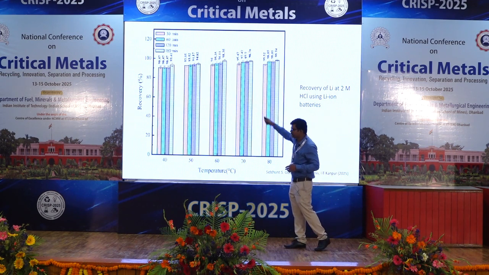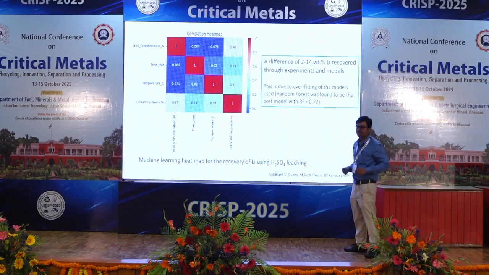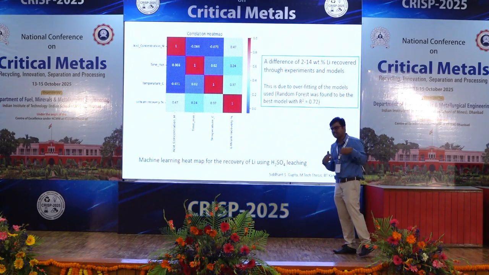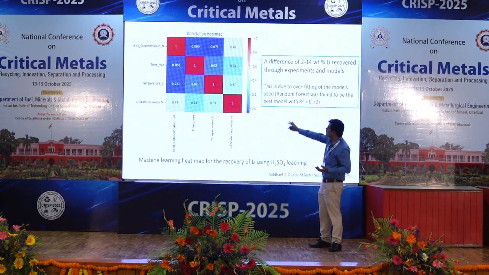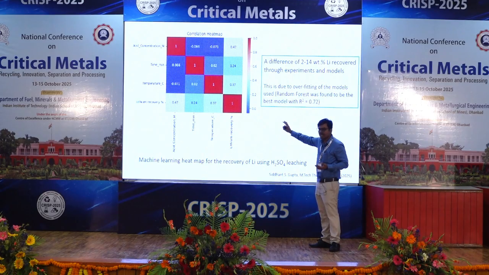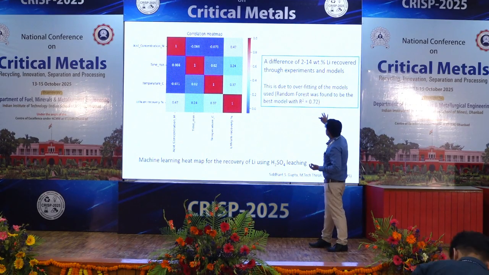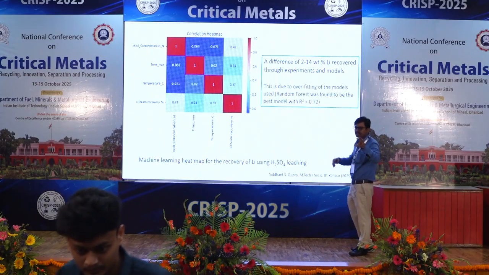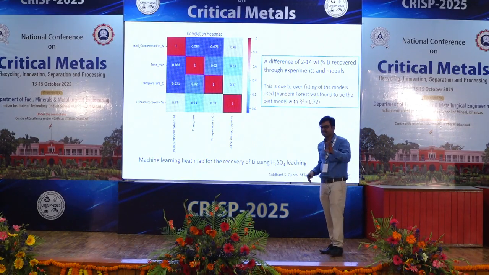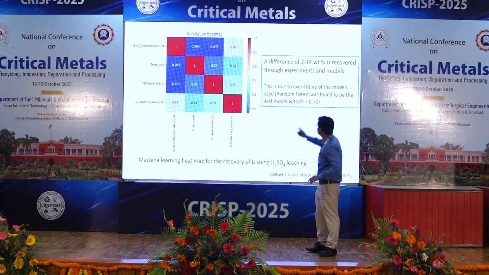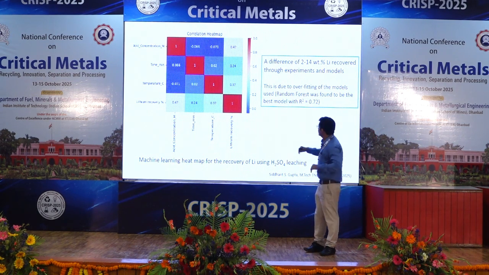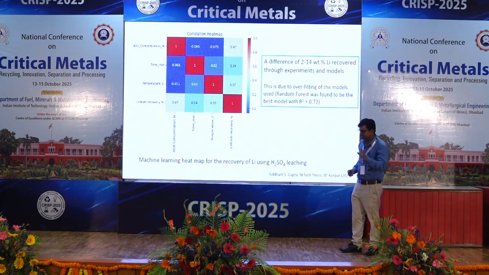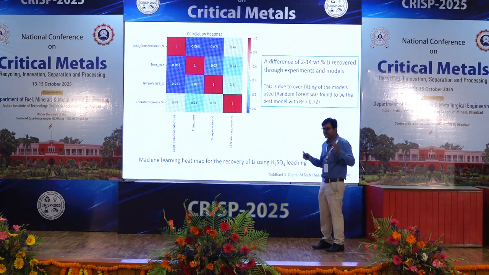After 180 minutes of time. This is something new that we try to do. Apart from the experimental data, which is pretty much common with every research group, we try to put it in various AI/ML models. What we see here is what we predicted through models and what we got through actual experimentation. There is a difference of around 2 to 14% in terms of various parameters that we could identify. This is basically due to overfitting of the data that we had.